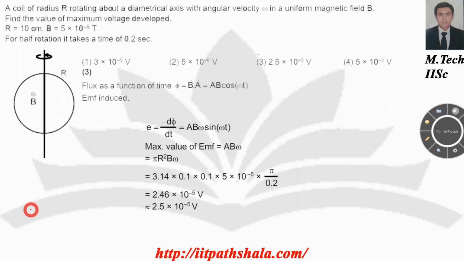Now in the following question you are being asked for the maximum value of voltage developed for the following coil of radius r which is rotating about the diametrical axis with an angular velocity omega. You are equipped with all of the data over here, the radius, the B, and for half rotation the time taken by the coil. Now what you can do is you can simply put the flux formula, and you know that minus d phi by dt is nothing but the induced EMF from the electromagnetic induction chapter.